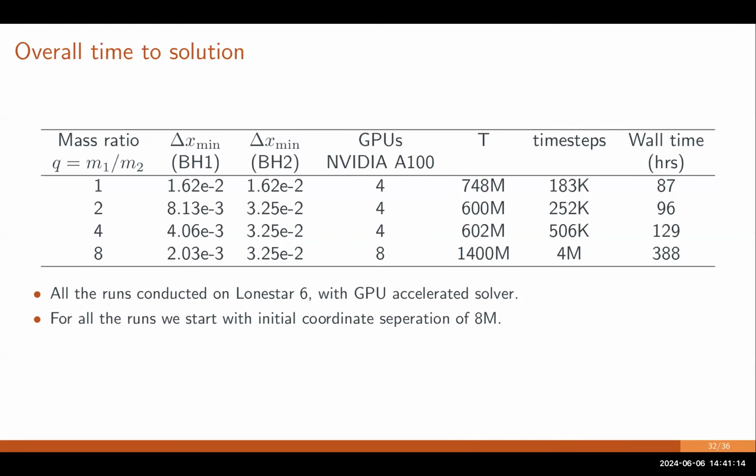These are the actual production runtimes for mass ratios 1 to 8. These are the resolutions that we used, and all these simulations start from an 8M initial separation distance. This is the final time horizon that we evolved, and this is the overall wall time, including all the input and output I/O terms. This is for production runs.